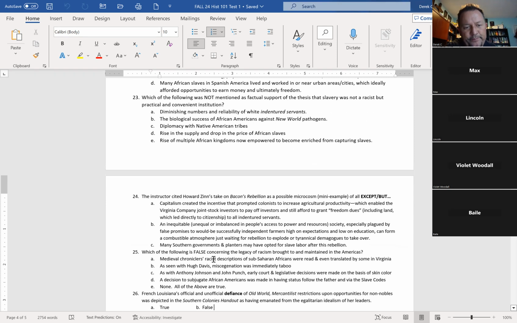Bacon's Rebellion. All right. Take a look at B. An inequitable society, especially plagued by false promises to would-be successfully independent farmers, high on expectations and low on education, can form a combustible atmosphere, just waiting for rebellion to explode or tyrannical demagogues to take over.